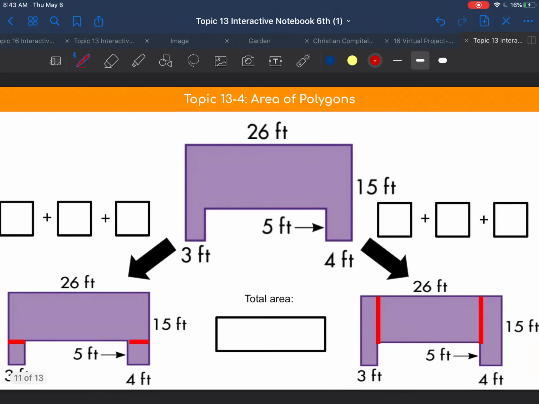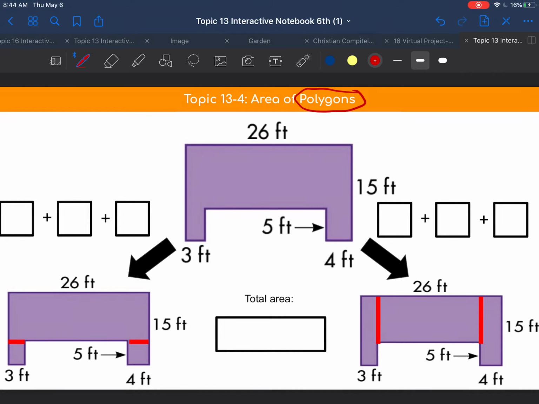But yesterday we were just dealing with quadrilaterals, which are four-sided shapes. Today we're dealing with polygons, which can have more than four straight lines as their sides. So some of these may have 6 sides, some of these may have 5 sides. It really just depends. So let's look at this first problem.